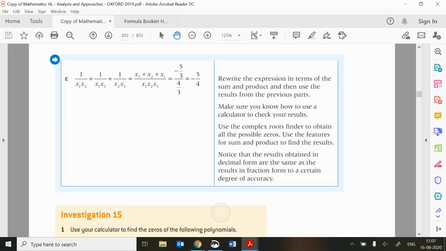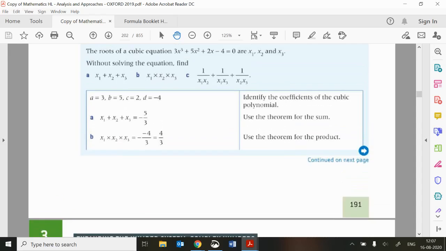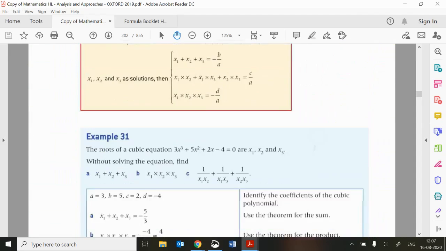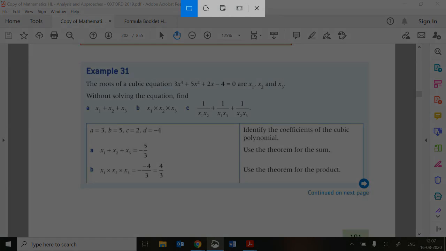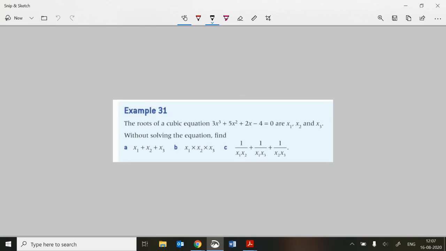Okay, so let's look at the questions. There's another investigation there, and we've got example 31 as our first question. So take the first question. Now, these formulas do turn up in our formula booklet as well, so you can always use these.